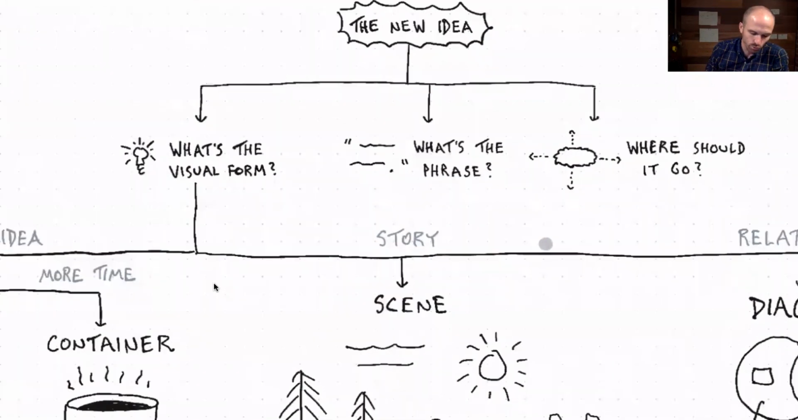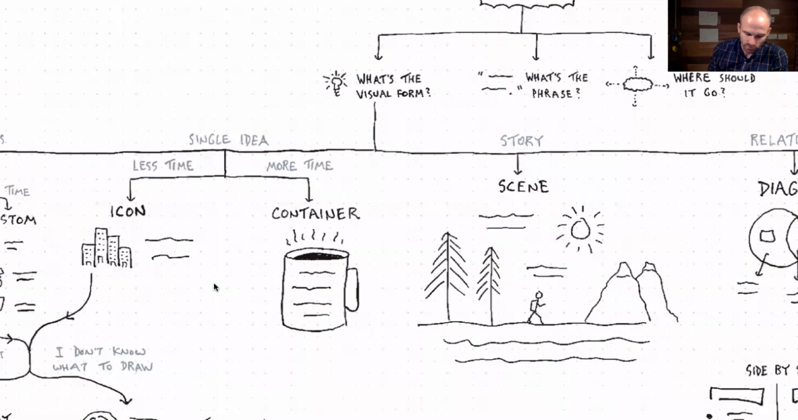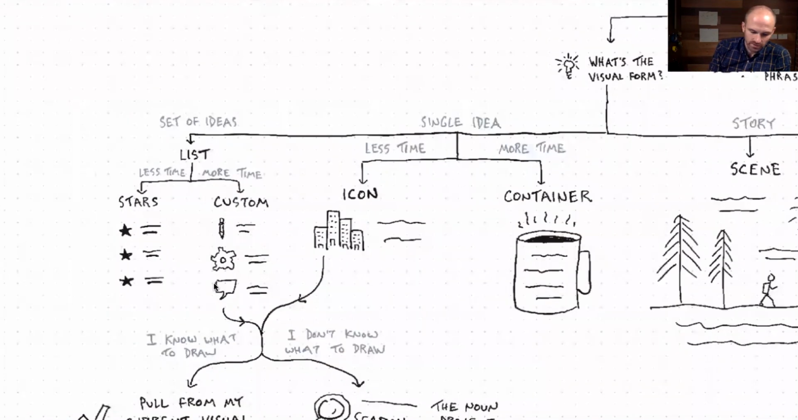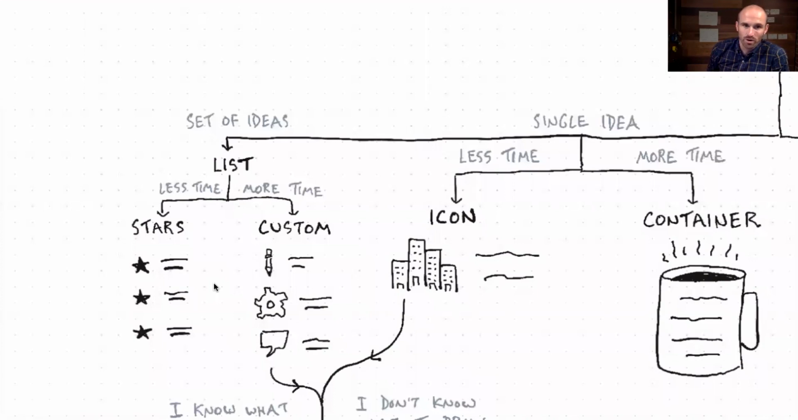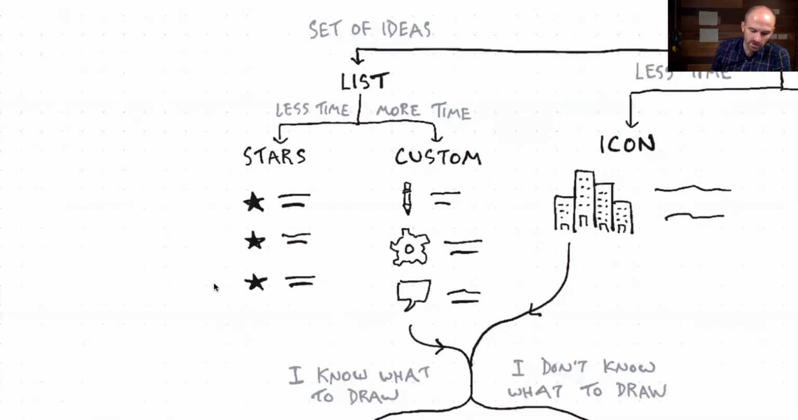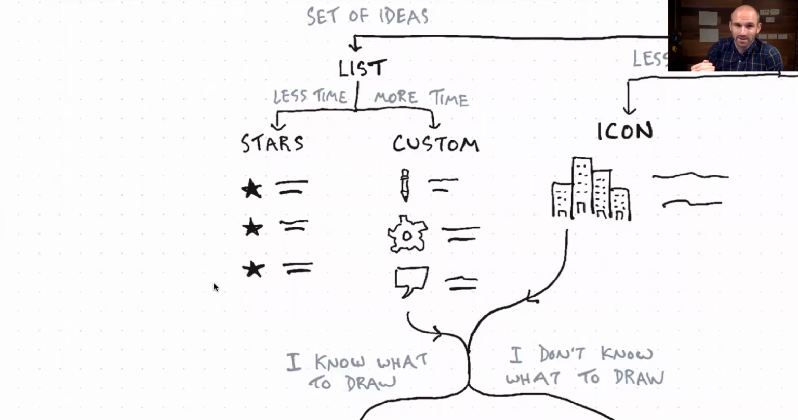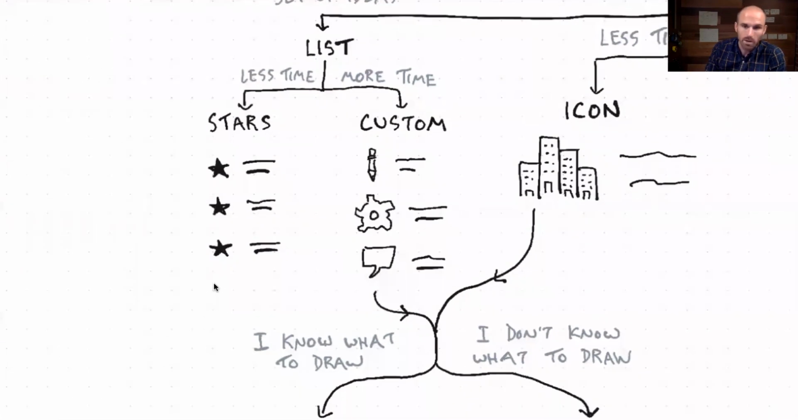But for the visual form, I identified a handful of different categories that I'll walk through here. If it's a set of ideas that I'm working with, then some sort of a list makes sense. Even if I have less time to capture that list, I might just use essentially a bullet point list, but instead of bullets, maybe I'll just use stars for each point. Or if I have a little bit more time, I might come up with custom icons for each of the individual ideas that make up that list.